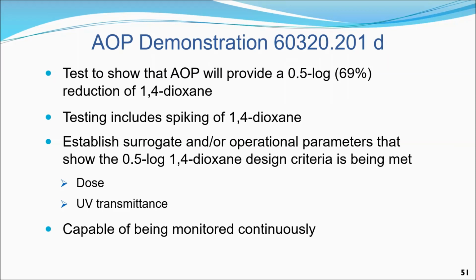Now, our regulation requires that the proponent show that the AOP will provide that half log or 69% reduction. So they go through demonstration testing to show that. And parameters that can be monitored online are, of course, UV dose and also UV transmittance. These can be monitored continuously.